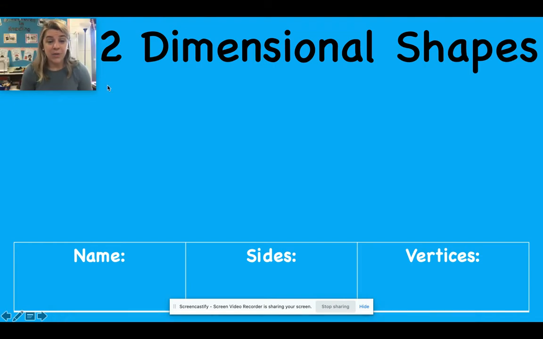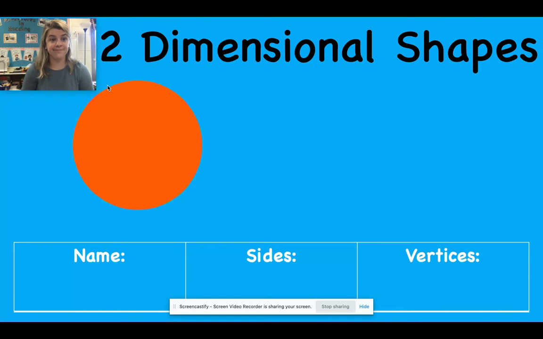Okay, so today we are looking at different two-dimensional shapes, okay? Two-dimensional shapes are shapes that are flat. They don't have any thickness. They're just flat. If we were to hold them in my hand, they would just lay right up against my hand and be flat, okay? So let's look at the first shape we're going to look at today.